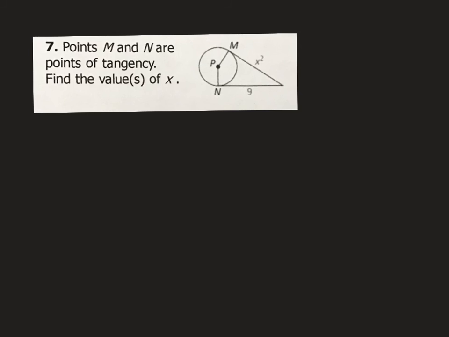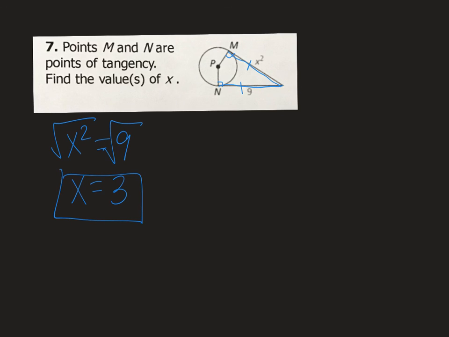In number 7, points M and N are points of tangency, and they want you to solve for x. So we know that these would form right angles, and we know that when tangents meet at the same point outside the circle, those two tangents have to be equal to each other. So x squared has to equal 9. And if we take the square root to undo our square, we're going to get a value of 3.